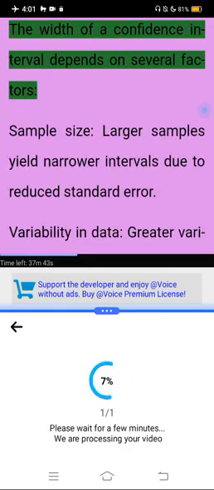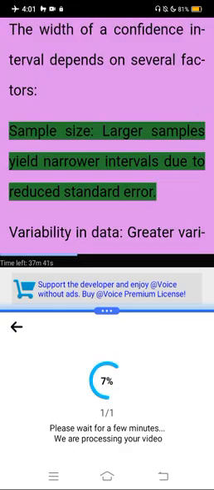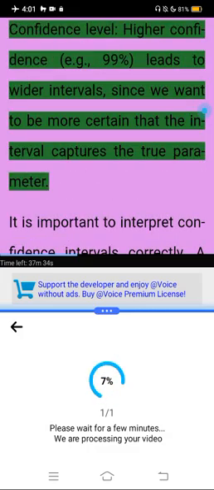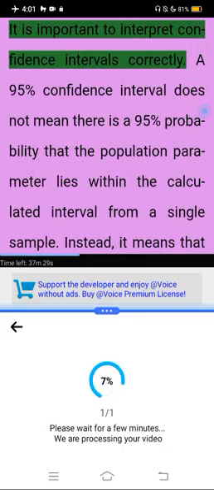The width of a confidence interval depends on several factors. Sample size: larger samples yield narrower intervals due to reduced standard error. Variability in data: greater variability, standard deviation, results in wider intervals. Confidence level: higher confidence, e.g., 99%, leads to wider intervals, since we want to be more certain that the interval captures the true parameter. It is important to interpret confidence intervals correctly.